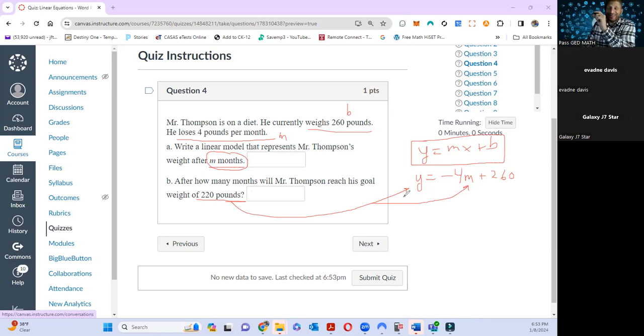So again, identify your givens. m is for the number of months. They told us 220 pounds. It can't be m. So that means that's y. So we plug that in. So we get 220 equals minus 4m plus 260. How can we solve for m? What do we need to do first?